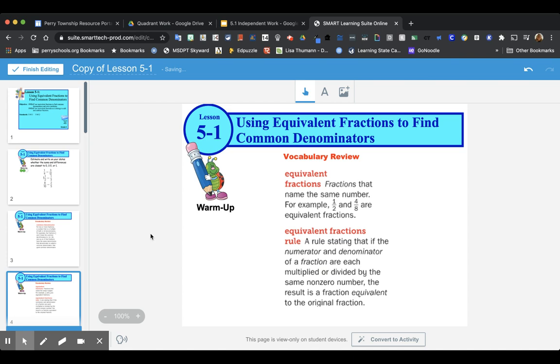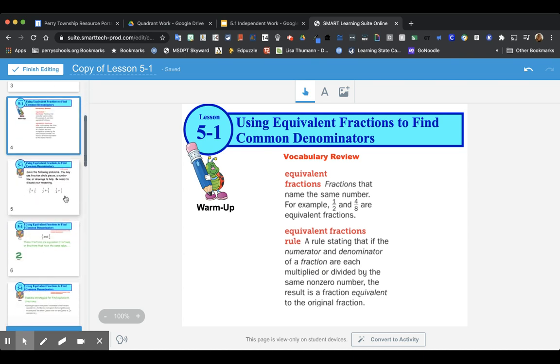We're going to look at equivalent fractions, so fractions that name the same number. For example, 1/2 and 4/8 are equivalent fractions, where they mean the same thing. They have the same value. And the equivalent fractions rule, a rule stating that if the numerator and denominator of a fraction are each multiplied or divided by the same non-zero number, the result is a fraction equivalent to the original fraction.